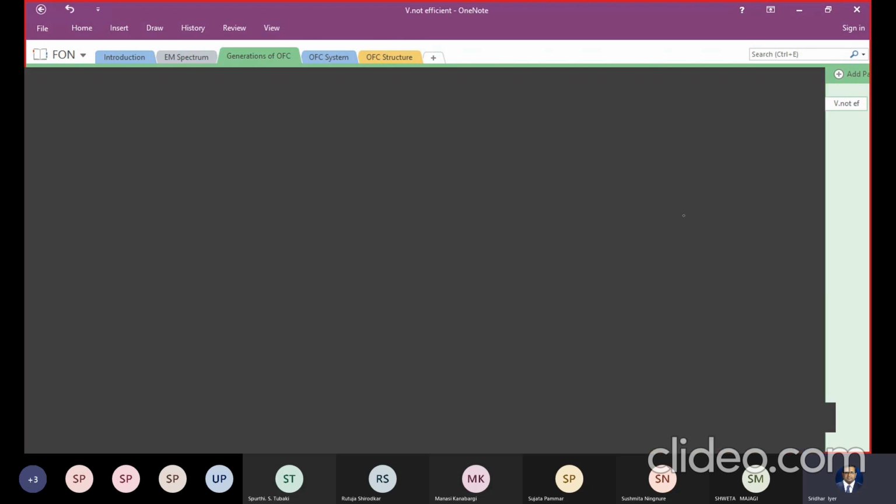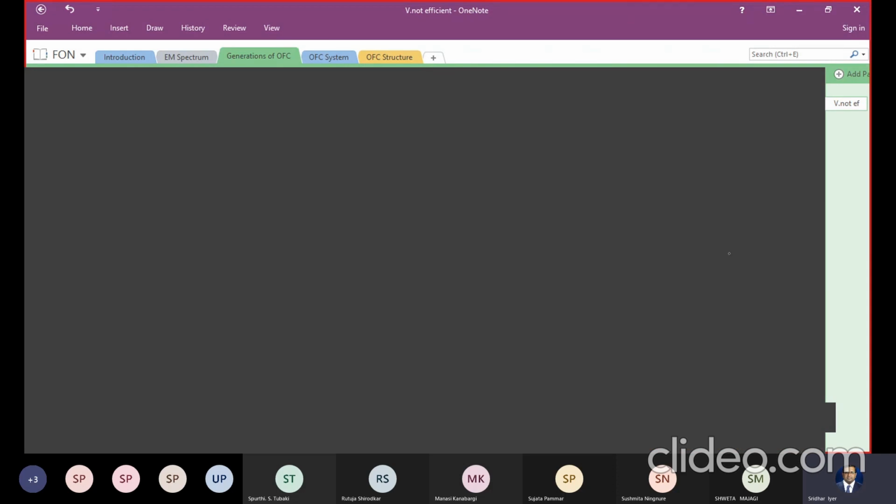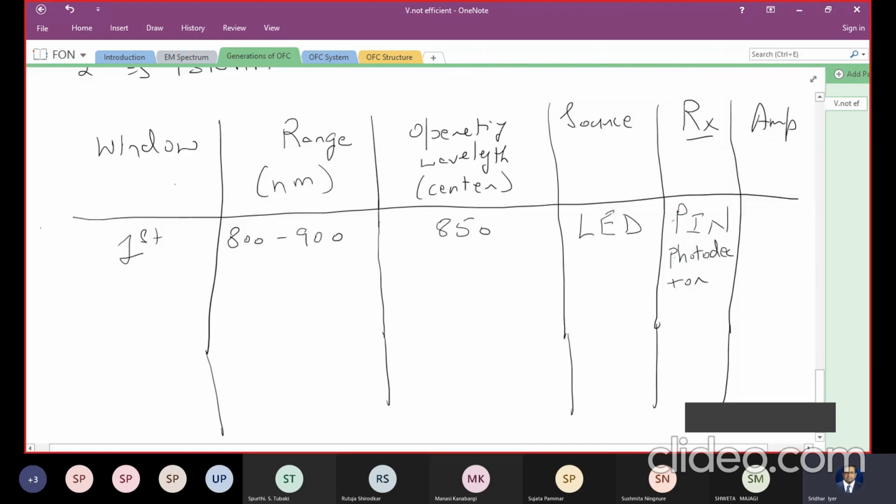The receiver was basically a pin photodetector. A photodetector is a device for which the input is photons, and based on the number of photons which are falling on the detector, it converts them into corresponding electrons. So basically, a photodetector will convert light into electricity, that is current, right? We have these details in module 3.